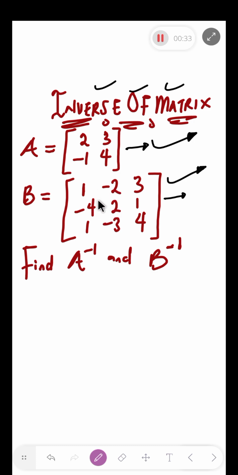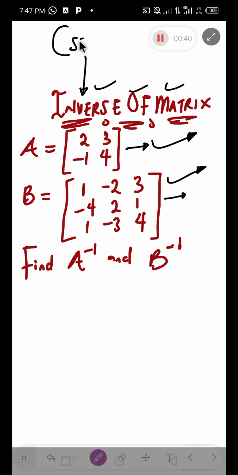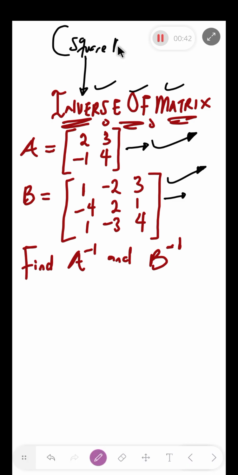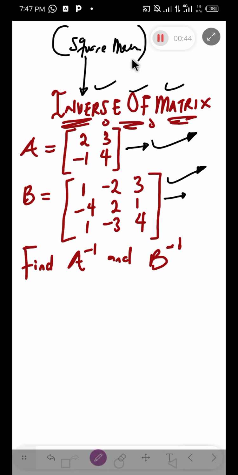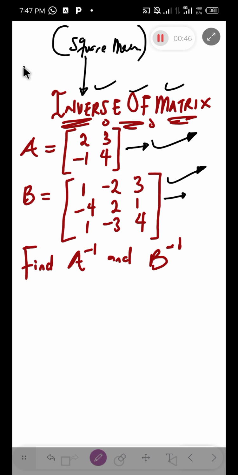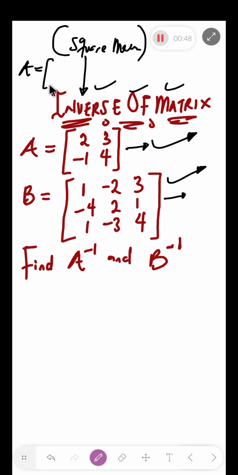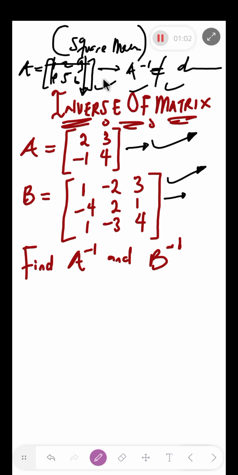So now listen to this carefully. You can only find the inverse of a square matrix. Please take note of that. You can only find the inverse of a square matrix. What if I give you a question? Let's say A is 1, 2, 4, 5, 3, 6. This is a 2 by 3 matrix. If I give you this kind of matrix and I ask you to find A inverse, just know that the answer does not exist. It does not exist. Please take note.